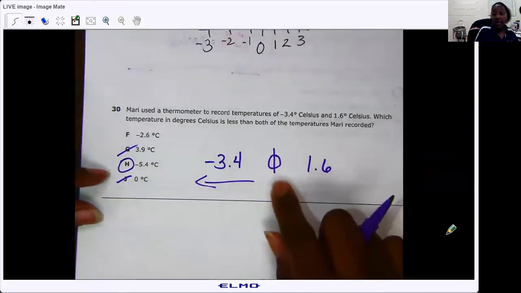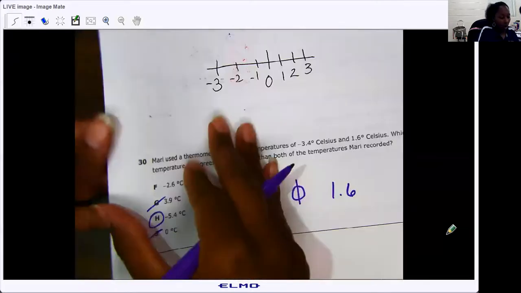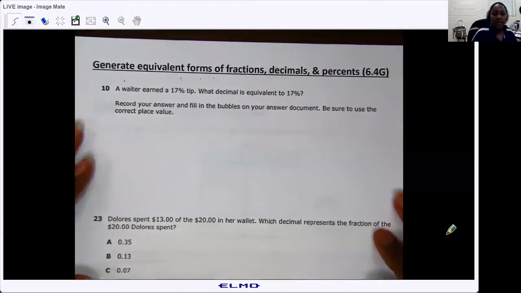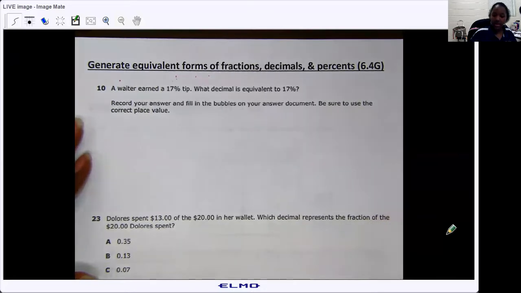Remember, guys, a number line is very helpful when comparing negative and positive numbers, okay? It gives you a visual, okay? All right, that was our TEK on comparing and ordering. Now we're going to move into our final questions of our review for today. Generate equivalent forms of fractions, decimals, and percents. So let's take a look at what we have here.